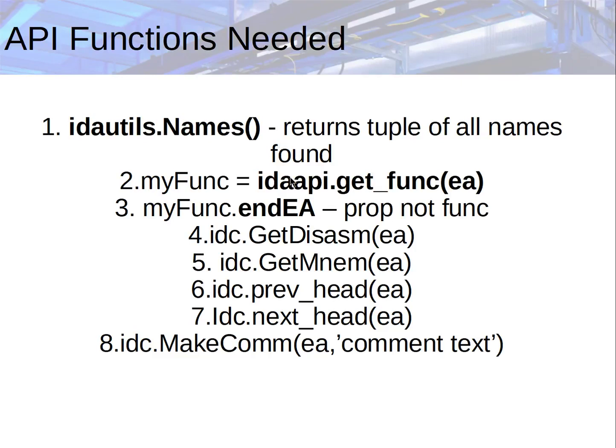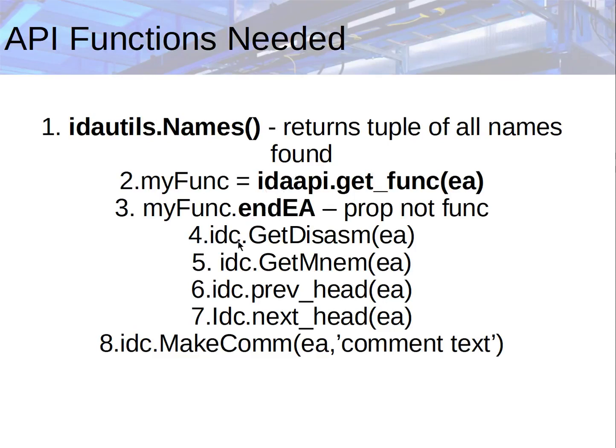I'm going to go back real quick, and then what we're going to do is get the function at the address, and store the function structure inside of the myfunc variable. Then myfunc.endEA, like I was telling you, is going to get the last address in the function. Now remember, this is a property, not a function, so there are no parentheses there. Once we have a function object, we're then accessing the last address, because when we create a function object, IDA figures out where the end of the function is.